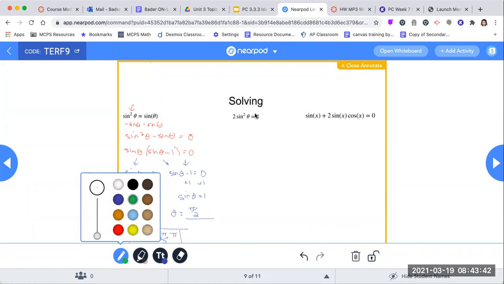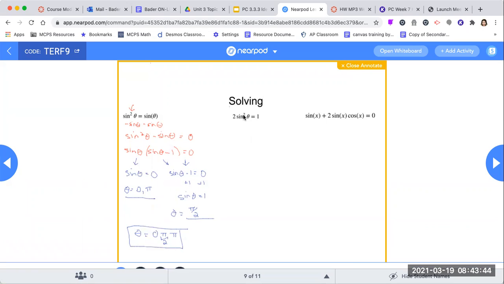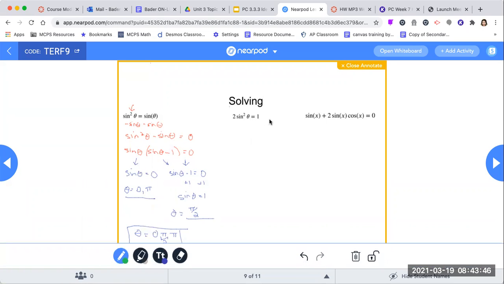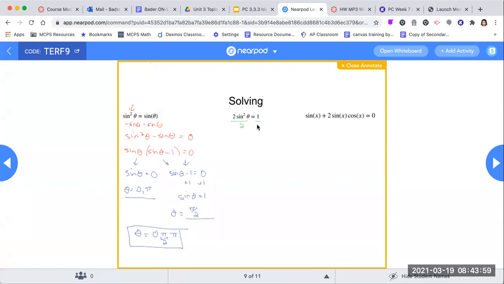Okay, so the second example: 2 sine squared of theta equals 1. That's a little bit easier. We don't have to think about factoring because all we have is our quadratic term and a constant. So we can just solve normally, dividing by 2 and taking the square root of both sides. If I divide both sides of the equation by 2, I have sine squared of theta equals 1/2.